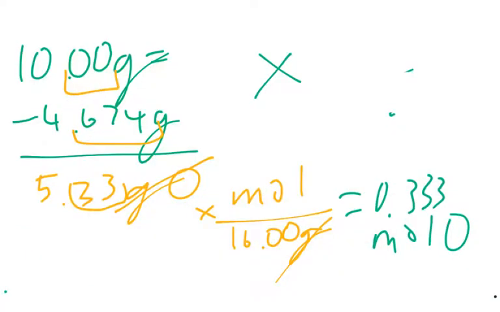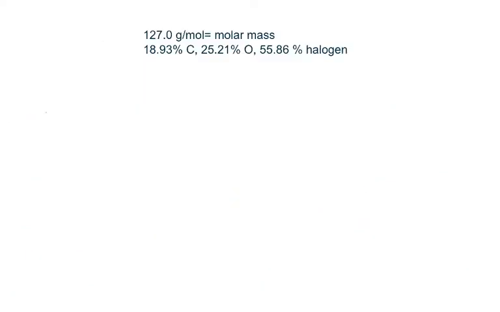Now let's look at a more interesting case. The molar mass of the compound is 127 grams per mole, and they give us the percent masses for each element. So you might be thinking, shouldn't this be easy? Well, not exactly, because we have a halogen here, and we don't know what the halogen is. So let's just do this problem and see where the trouble starts.